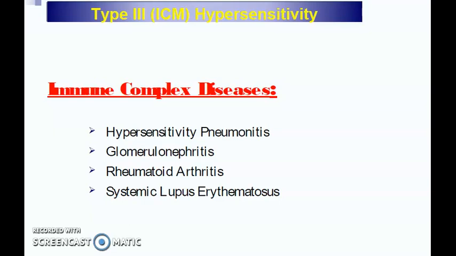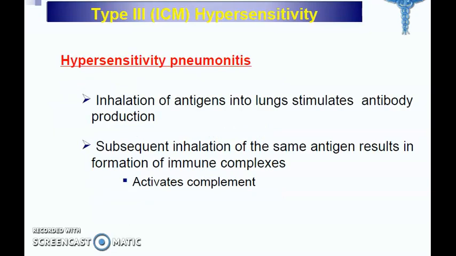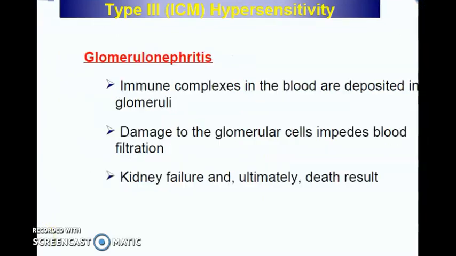The first one is hypersensitivity pneumonitis. In this, the inhalation of antigens into the lungs stimulates antibody production, and subsequent inhalation of the same antigen results in formation of immune complexes that activate complement. Another one is glomerulonephritis. In this, the immune complexes in the blood are deposited in the glomeruli. Damage to the glomerular cells impedes blood filtration, and this leads to kidney failure and ultimately death.